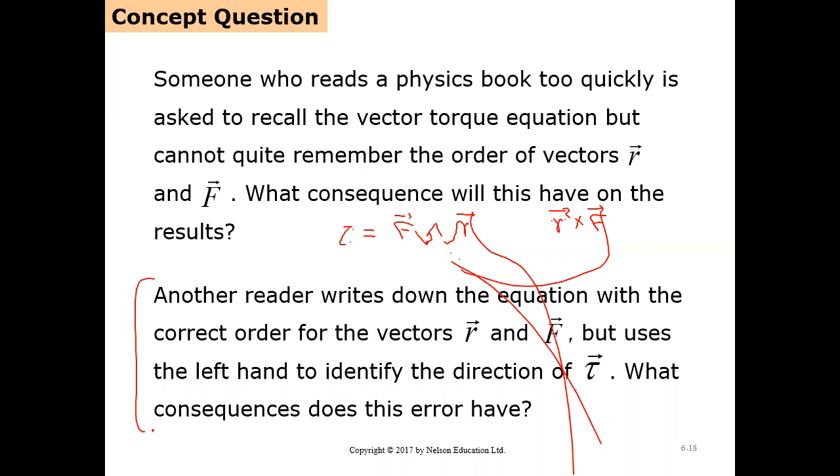Another problem is that instead of using the right hand, if you use the left hand, you will get the direction flipped. So it is very important you remember. You point your right hand fingers along R, not along F, because R comes first. Then curl the fingers towards F through the smaller angle. Then the thumb will give you the direction of the torque. And also, if you use the left hand, you will get the opposite result.